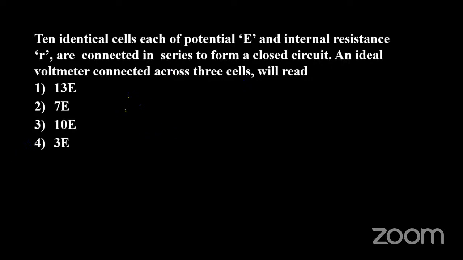If an ideal voltmeter is connected to 3 cells, it will read 3E because the EMF of the cells is equal to the sum of the EMFs E1 plus E2 plus E3 etc. 10 cells are given, E10. If the voltmeter is connected to 3 cells, I will give you the value of voltage as only 3E.